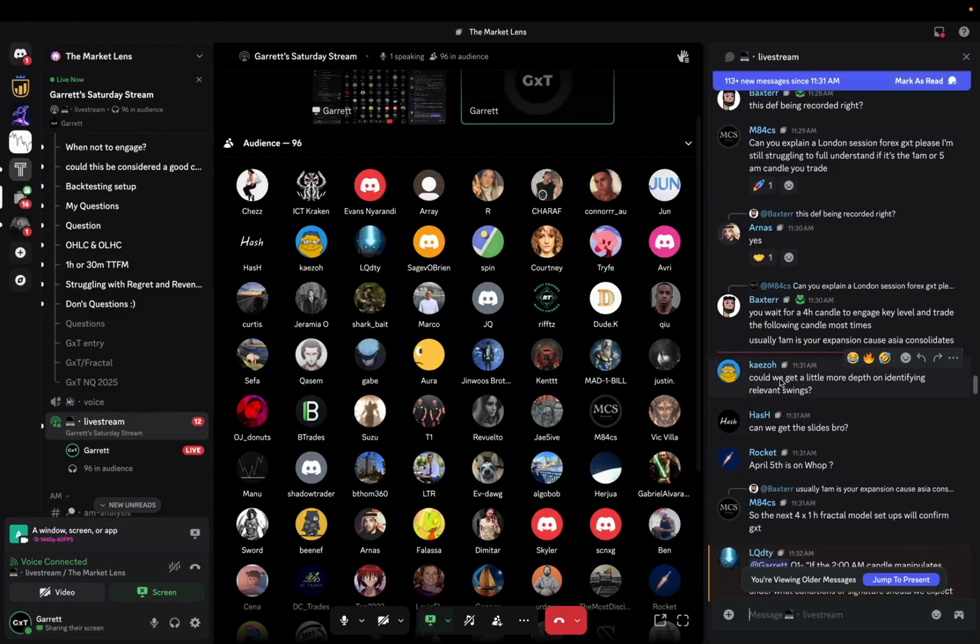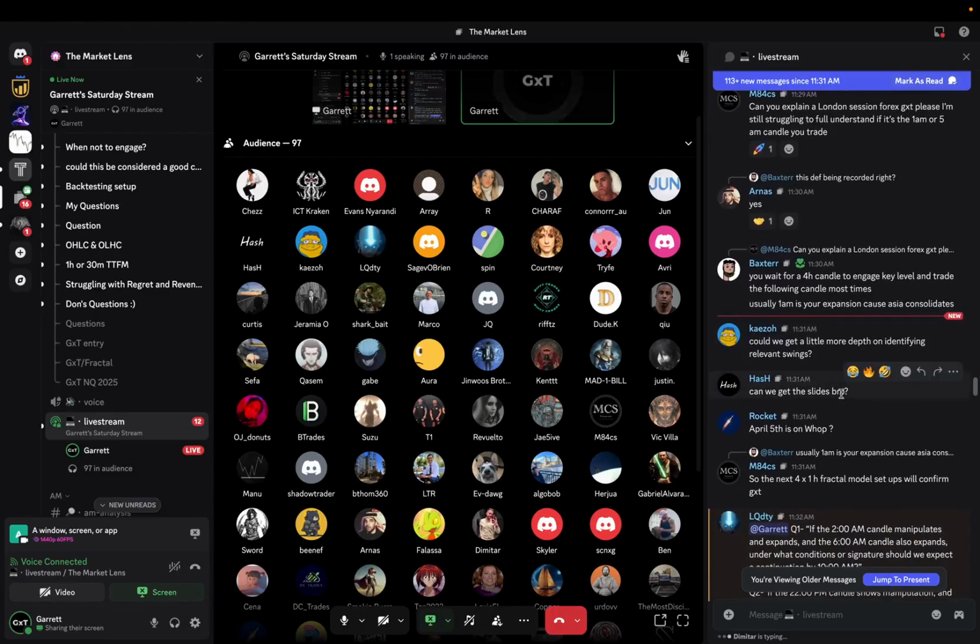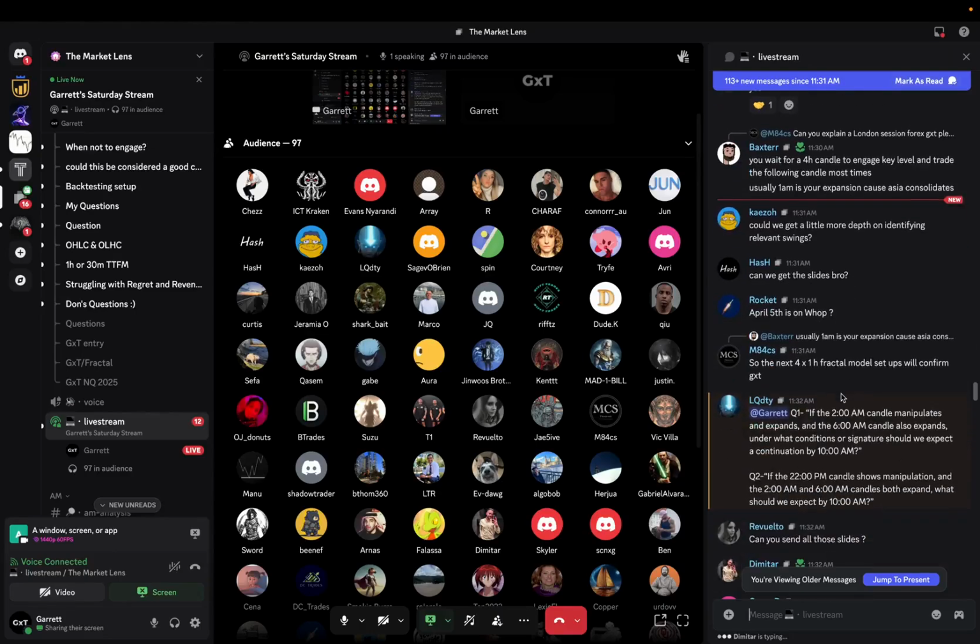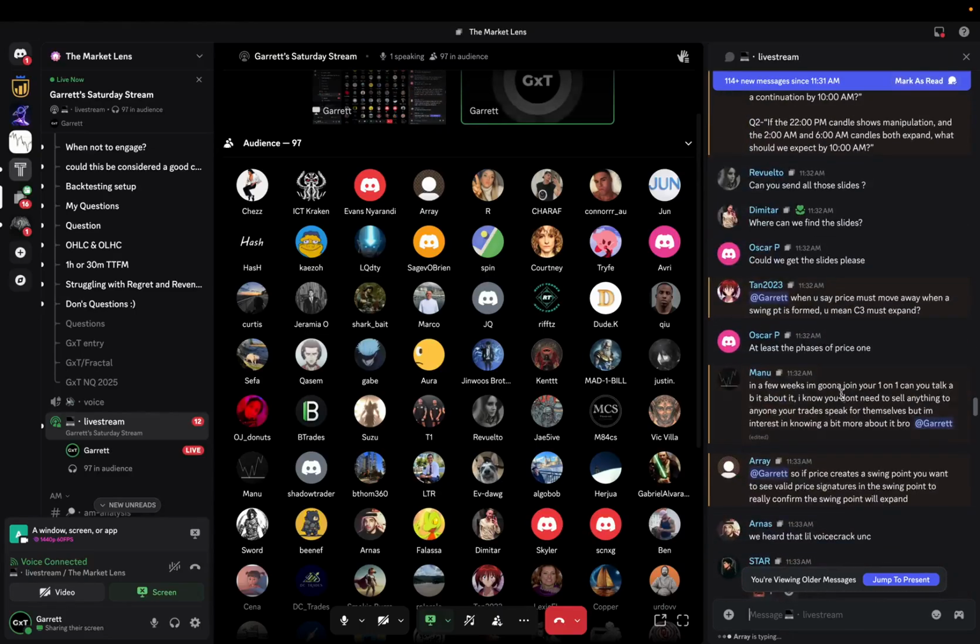Could we get a little more in depth? We're already an hour in. So I would watch AM's expansion model course about relevant swings. He goes into deep detail on that. But yeah, I'm probably going to end it here. We're at an hour.